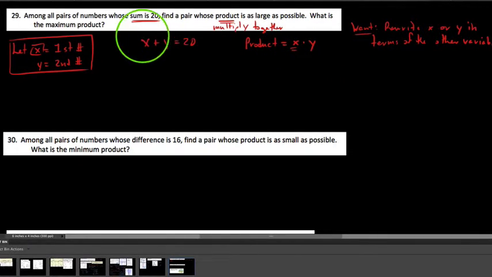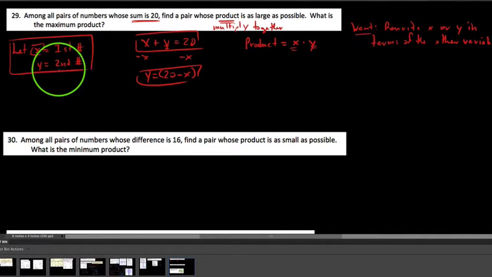Once you set up your initial relationship and say here's their product, then we're going to take y and get y by itself in terms of x. That is to say, I'm going to subtract x over to this side so that I get the same statement written this way. Another way to write y, our second number, is 20 minus x. Basically, instead of writing y over here, now I can write this.